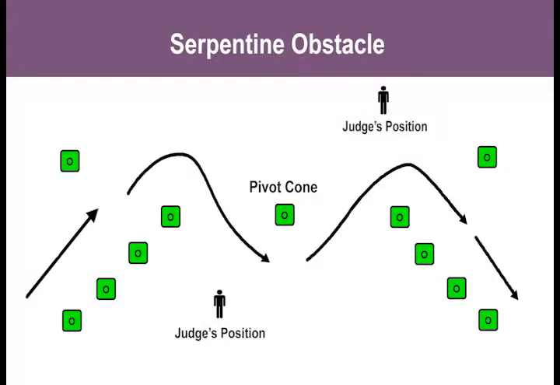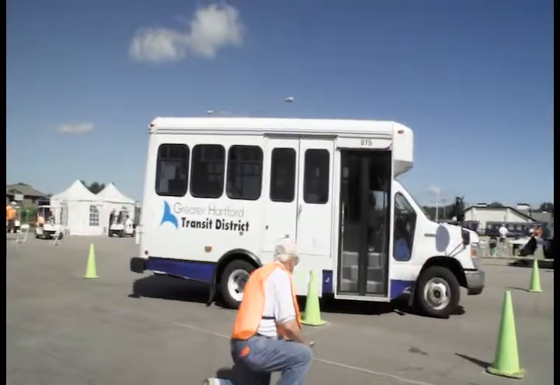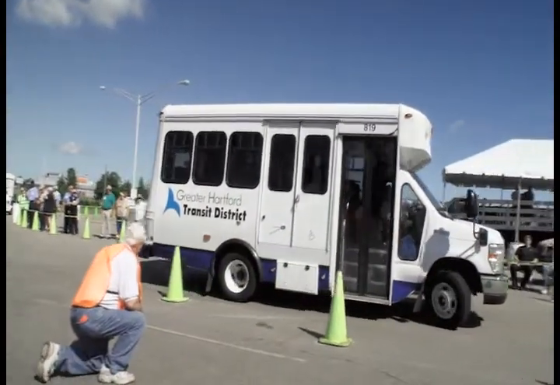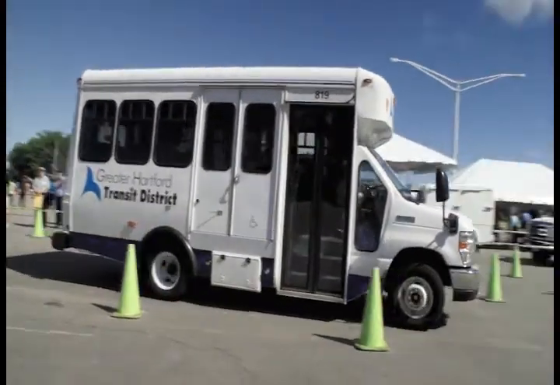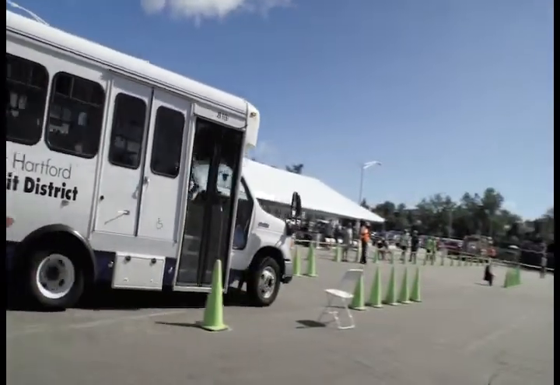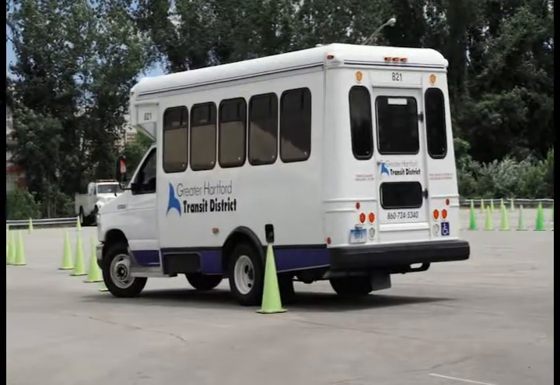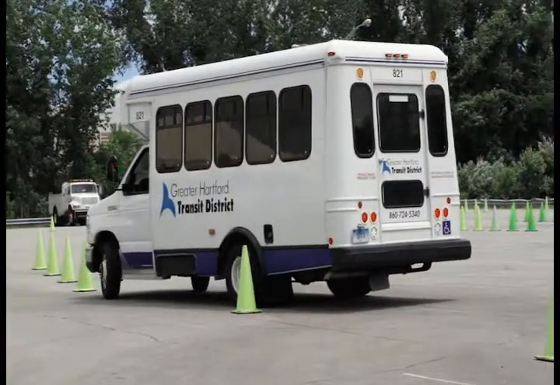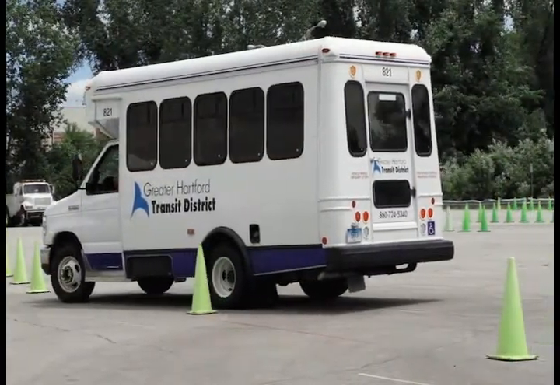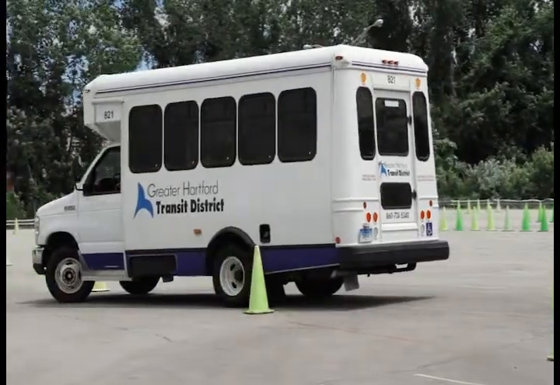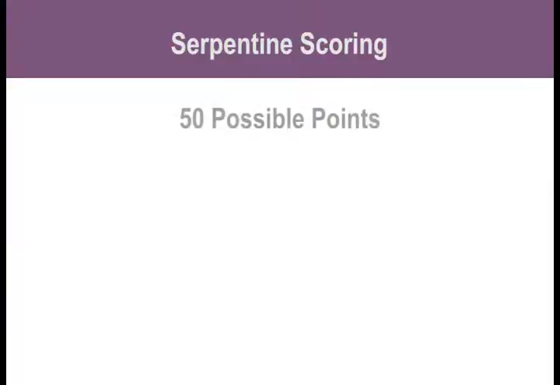The judges note whether the contestant hits any of the cones. The contestant may also have to stop and shift into reverse. The judge must remember to check to see if any of the cones are hit while the vehicle is traveling in reverse. The number of times the contestant shifts into reverse must be recorded as well. The contestant can achieve 50 possible points with this obstacle.